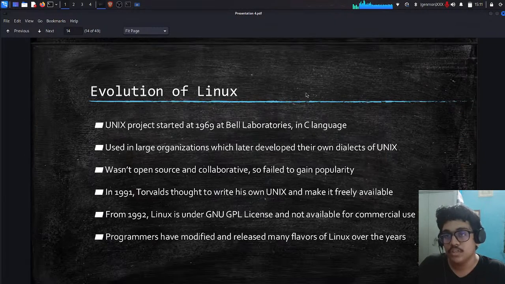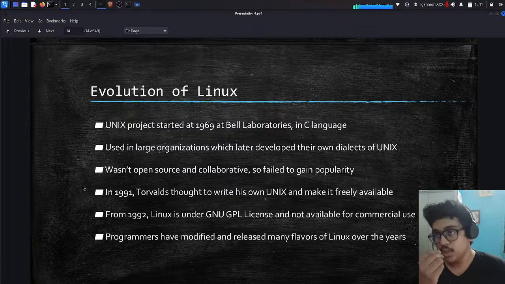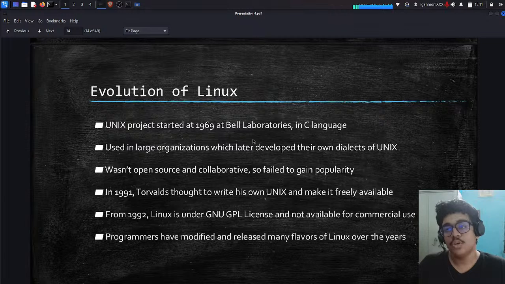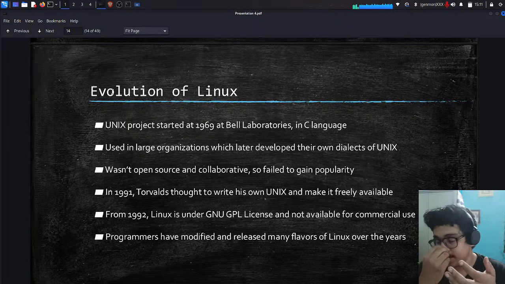So let's just move to the evolution of Linux. The Unix project was started in 1969 at Bell Laboratories in C language. So Unix was made in C language, and you know how important C language is to us. It was used in large organizations which later developed their own dialects of Unix. For example, Minix, that is now Mac OS, I guess, and MS-DOS, which is now Windows.